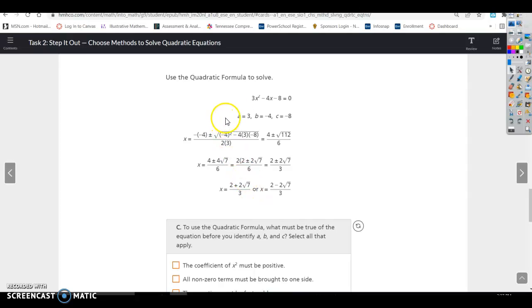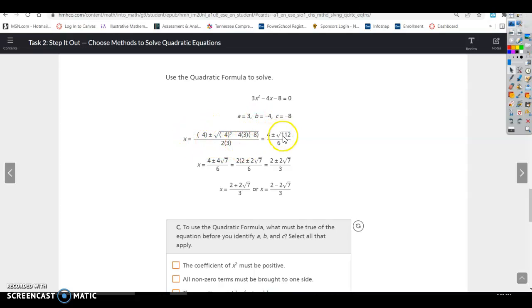If you chose the quadratic formula, it's a little bit shorter, I guess. Make sure it's in standard form. Identify your a, b, and c. Plug it into the quadratic formula. Remember, it's negative b plus or minus the square root of b squared minus 4ac all over 2a. That's something you need to commit to memory.